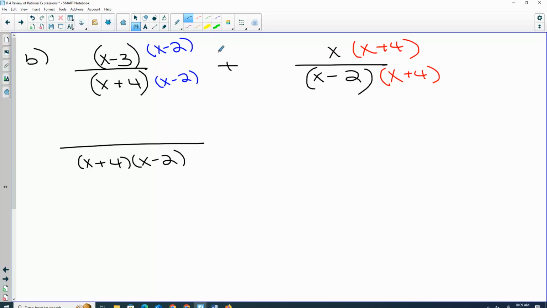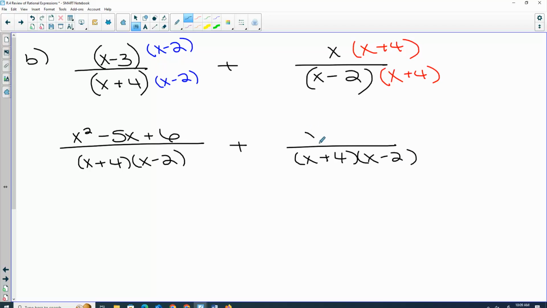On the top, though, since we are going to add like terms, we do need to multiply this out, so we have to FOIL. So we get x squared minus 2x and minus 3x is minus 5x. Negative 3, negative 2 is positive 6. Okay, over here we have our denominator. On the top, distribute x, so we get x squared plus 4x. Denominators match, so add the numerator.